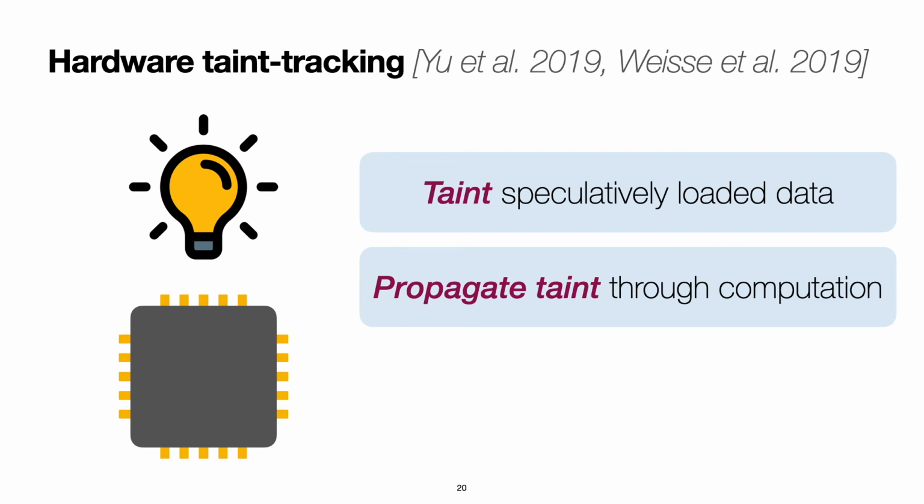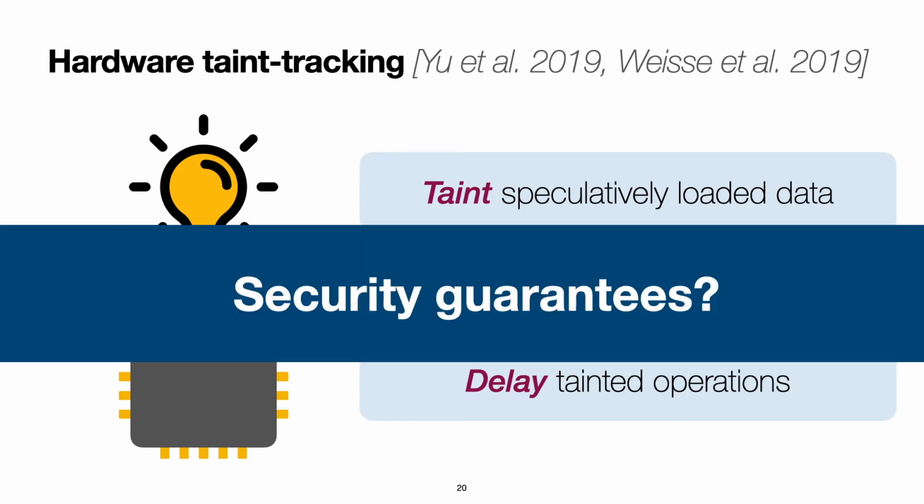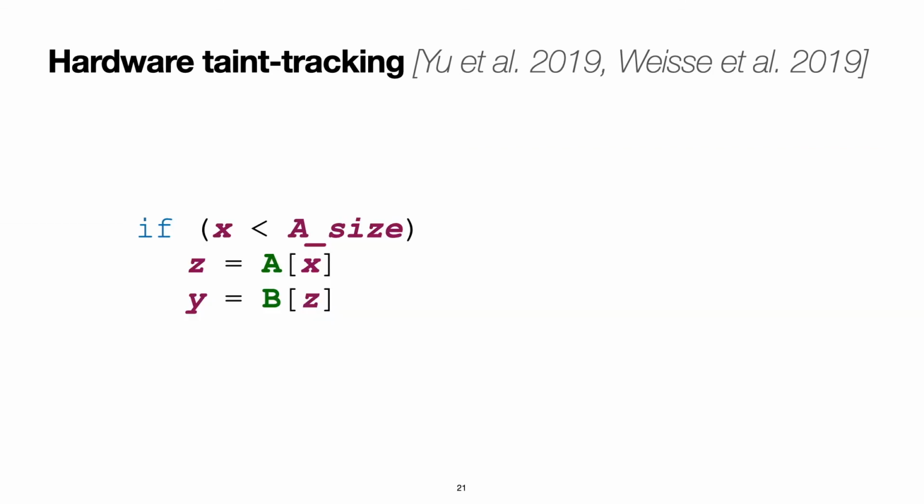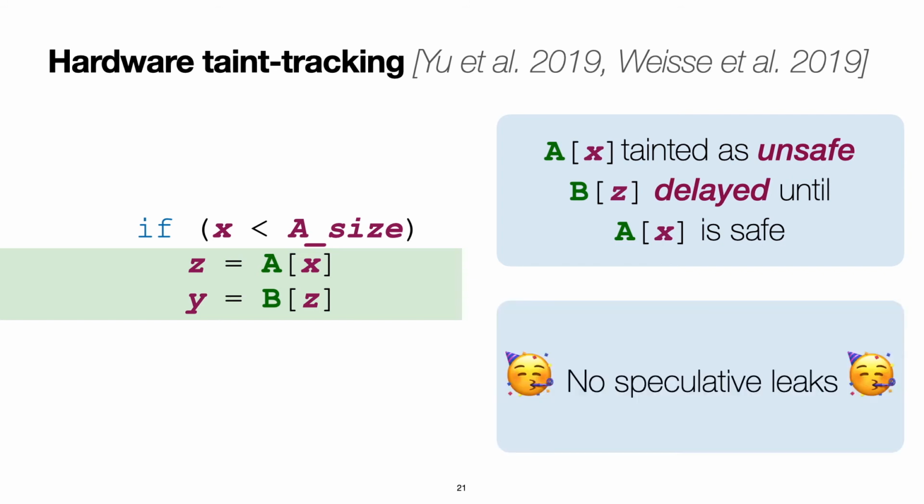Finally, these mechanisms selectively delay tainted operations to avoid leaks. So, what are the guarantees offered by these mechanisms? For the standard Spectre snippet, the mechanisms tag Z, the result of the first memory access, as unsafe. Therefore, the second memory access is delayed, since Z is unsafe, until the taint is downgraded to safe, that is, when the branch instruction gets resolved. Therefore, in this case, there are no speculative leaks for both STT and NDA.